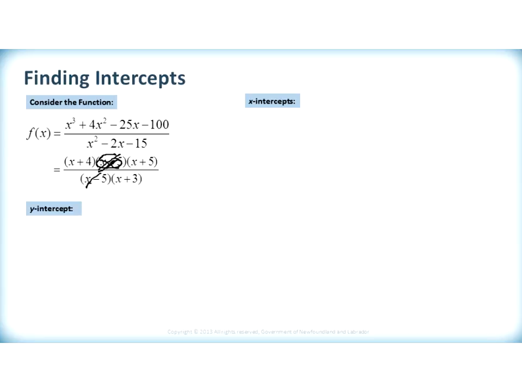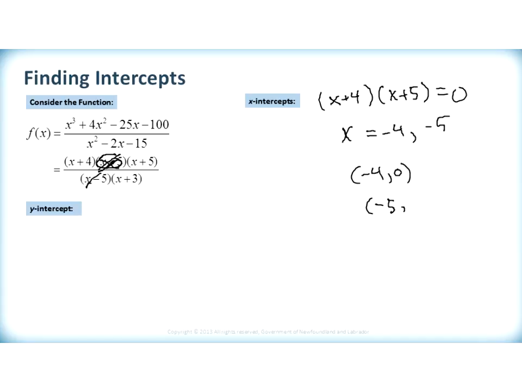So to get x-intercepts, we just want x plus 4 times x plus 5 equals 0, and the roots of that numerator will be at x equals -4 or -5, giving us two x-intercepts, one at (-4, 0) and the other at (-5, 0). So if I were to draw the graph, I'd have to plot those points to help me get started. Then we have to find the y-intercept.